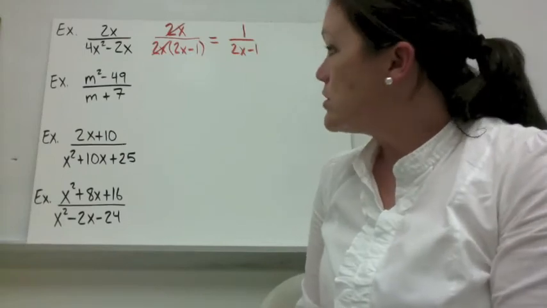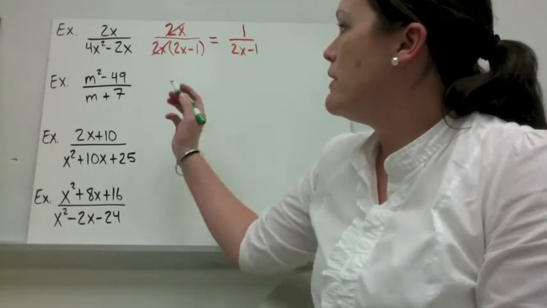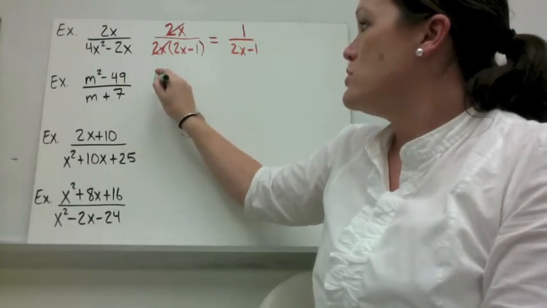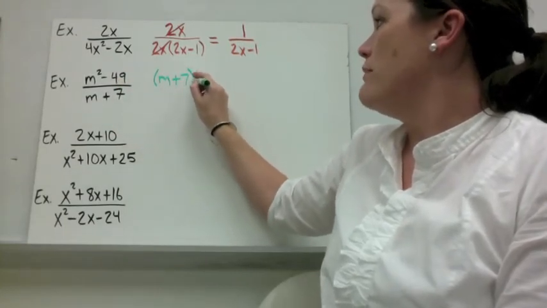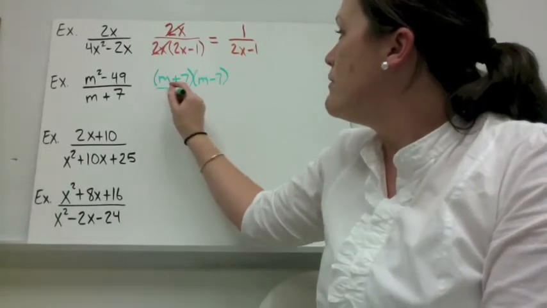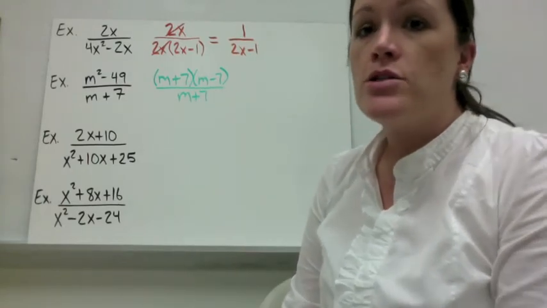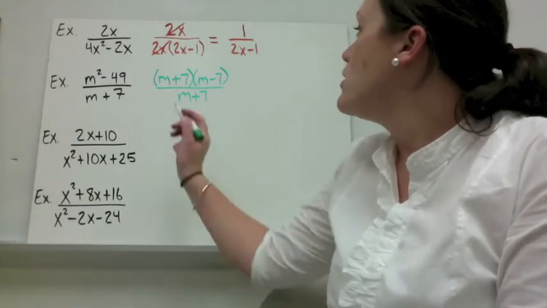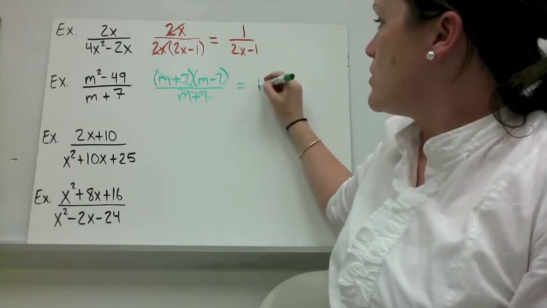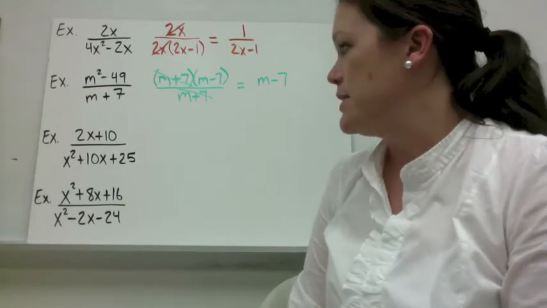So let's look at number 2. I have (m² - 49)/(m + 7). m² - 49 is a difference of two squares, so I could factor that into (m + 7)(m - 7). In my denominator, I have m + 7, which is already factored. I can't do anything extra to that. So then I want to cancel the factors that match, the ones they have in common. So m + 7 would simply cancel out, and my final answer would be m - 7. You don't have to put it over 1 because that's just not necessary.